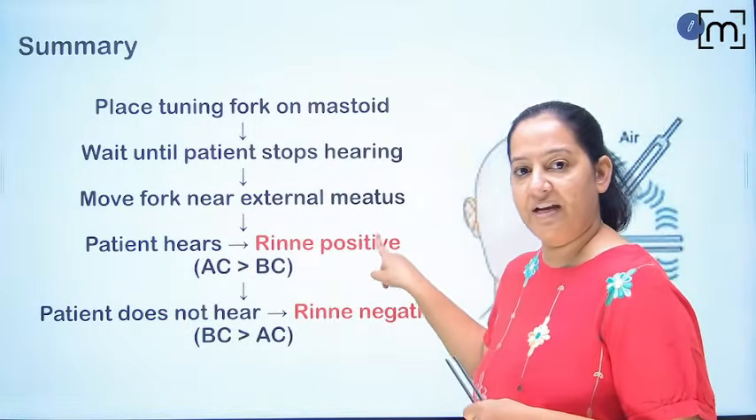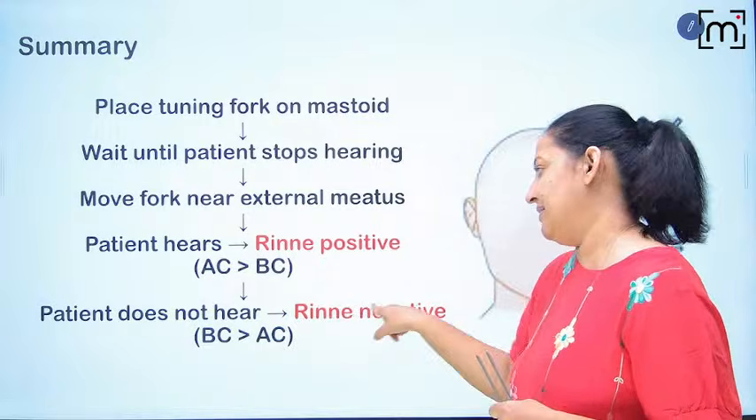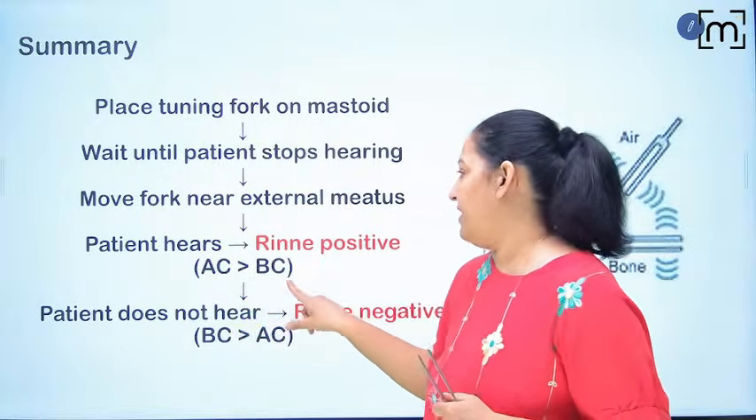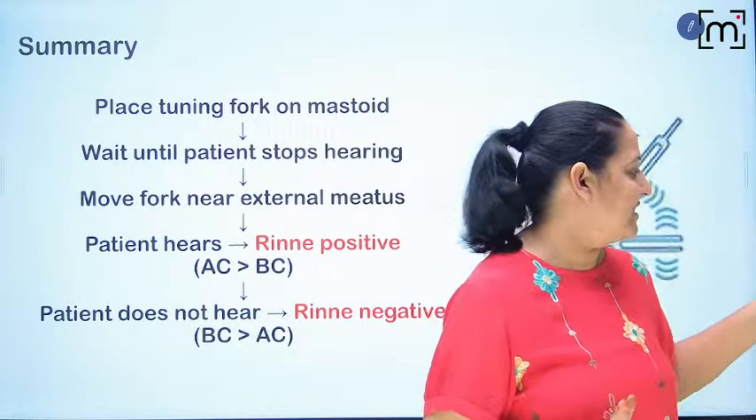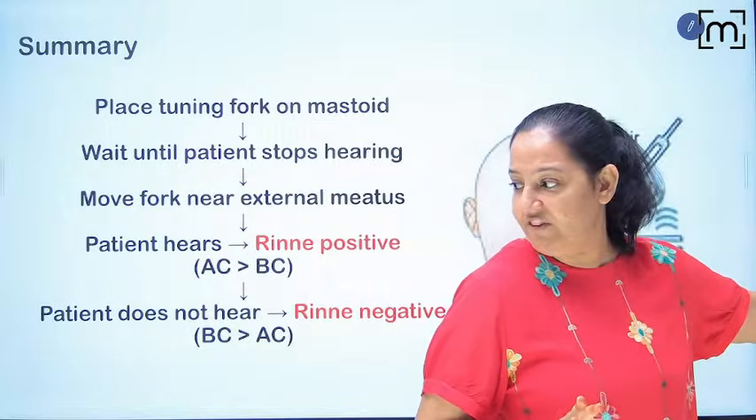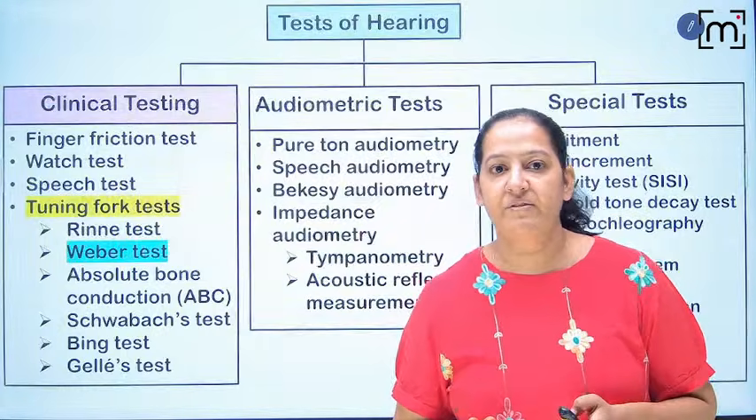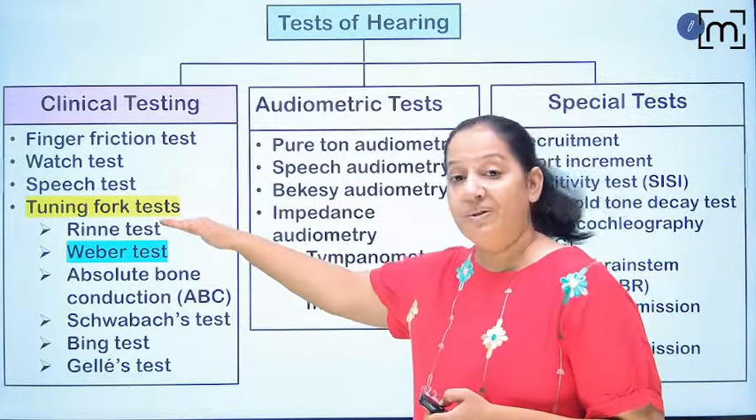AC greater than BC, Rinne positive; BC greater than AC, Rinne negative. Rinne positive and Rinne negative, and you know the interpretation when AC is greater than BC and when BC is greater than AC, in which hearing loss. Everyone got it? This is the summary. So we are done with Rinne's test.